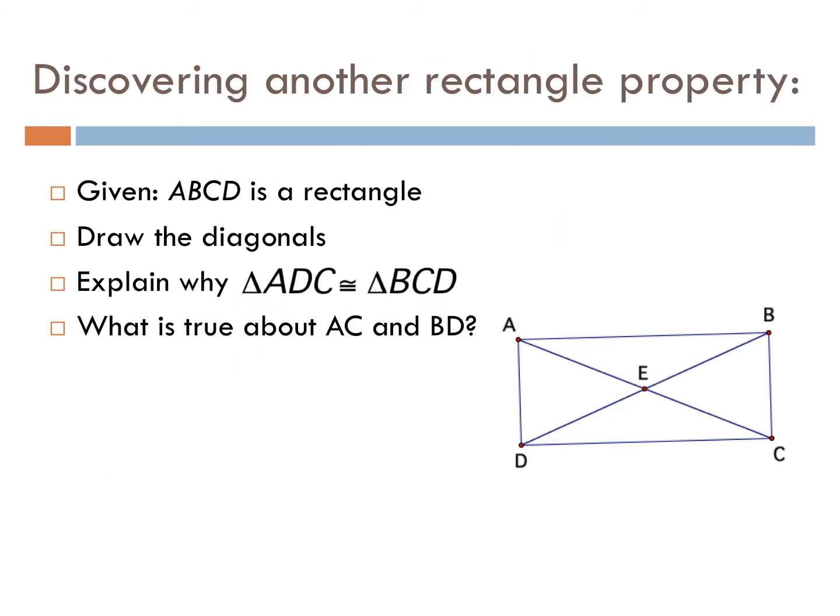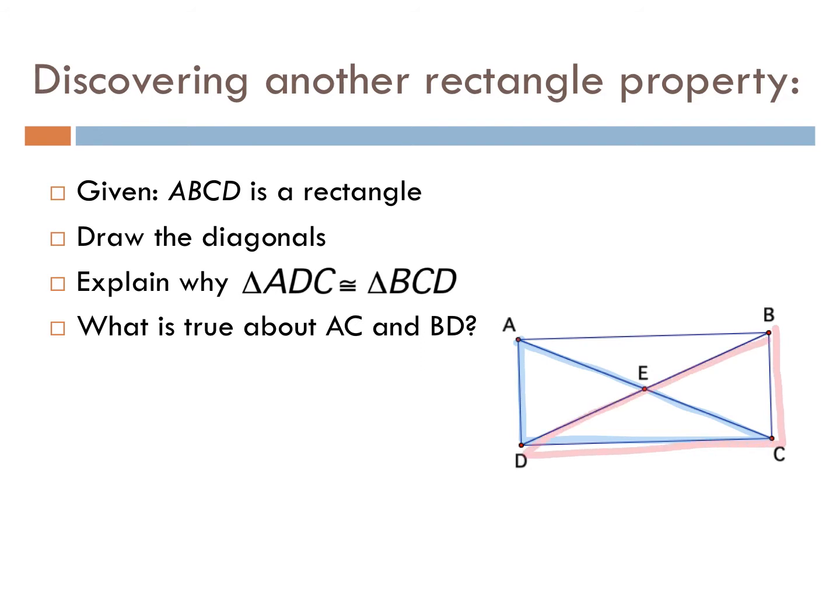All right, let's take a look at this right here and discover another property about triangles. If I know ABCD is a rectangle and I draw in the diagonals, we're going to explain why triangle ADC, let me highlight that in one color, is related to triangle BCD. What is the relationship between this blue triangle and triangle BCD? So I'm going to draw this one in red.